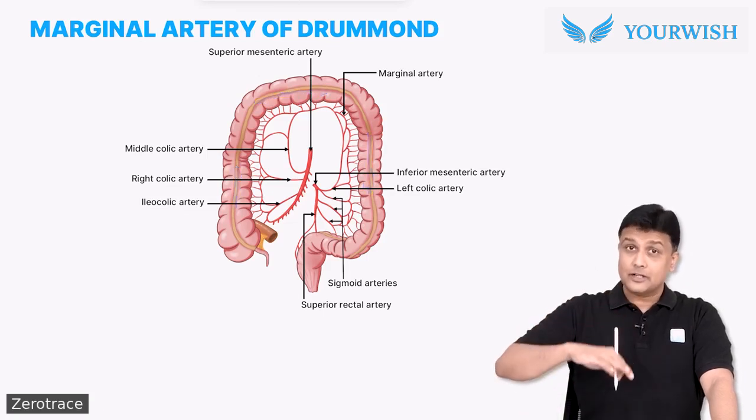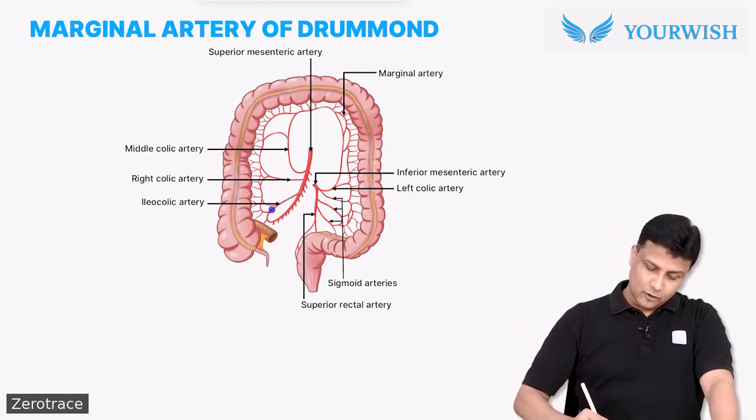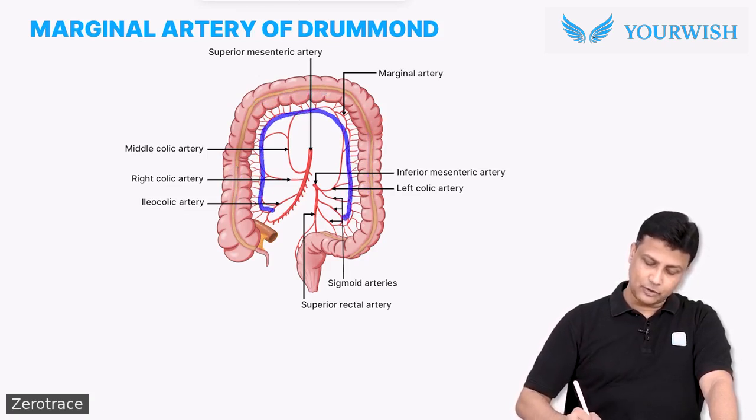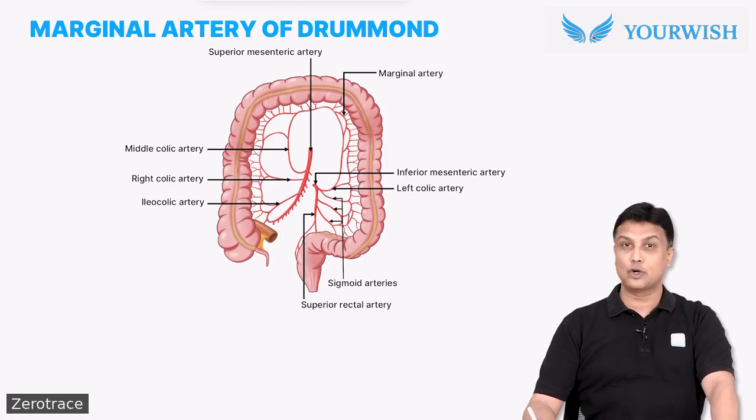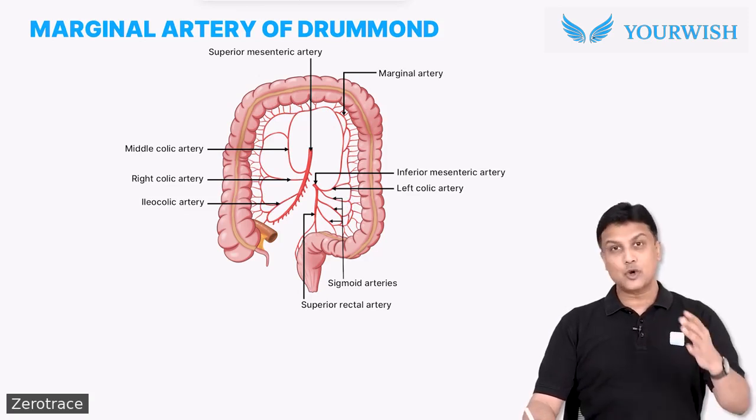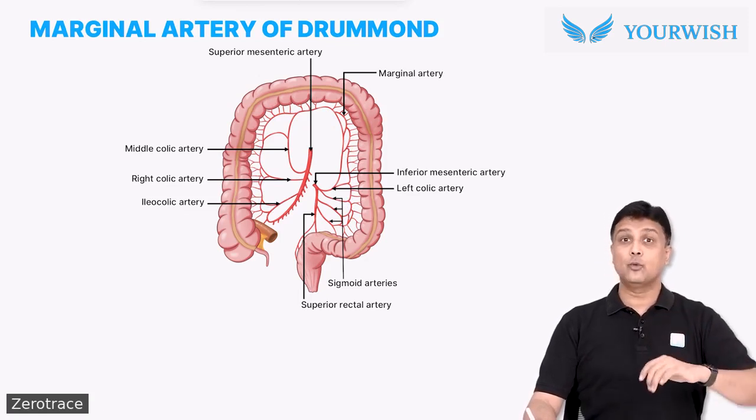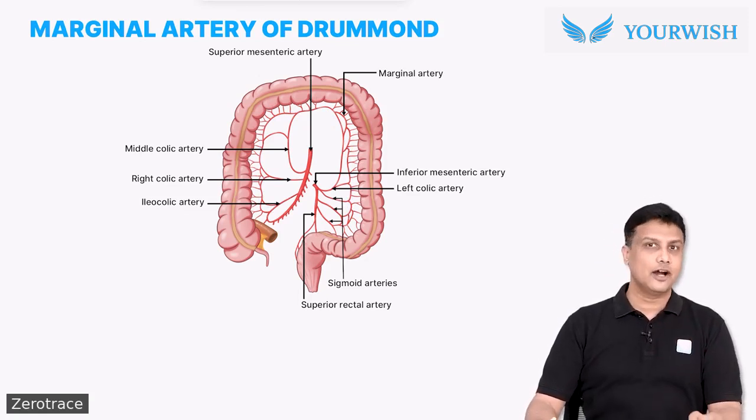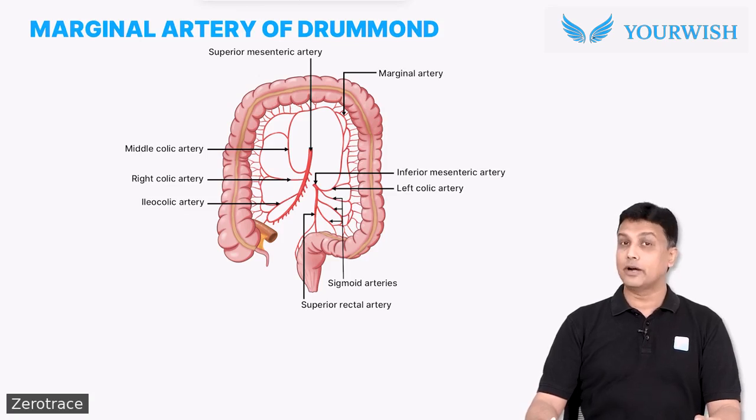And on the inner margin of the colon, what is going to happen? All these arteries together, they are going to form anastomosis, and then they are going to form a margin, and that margin is referred to as marginal artery of Drummond. Now let us draw our diagram here, and we'll first of all see which arteries are going to form the marginal artery of Drummond, and then I'll tell you the important application also.